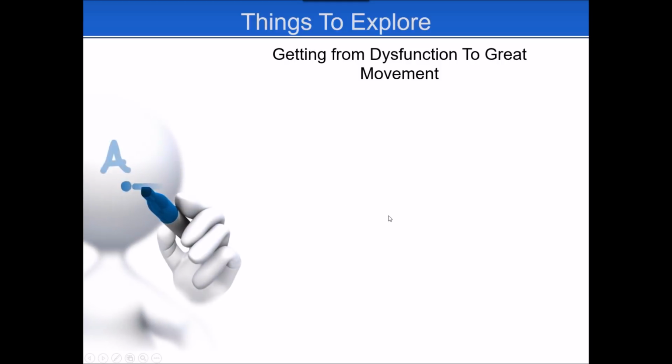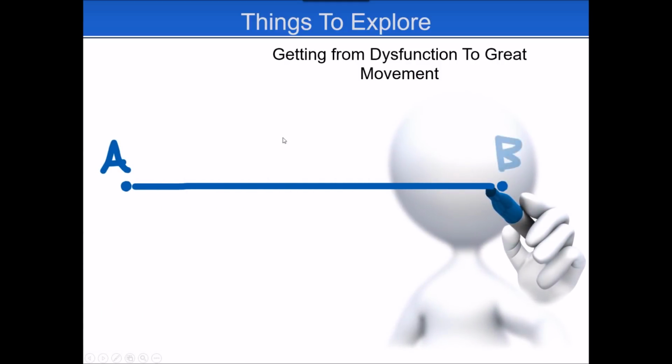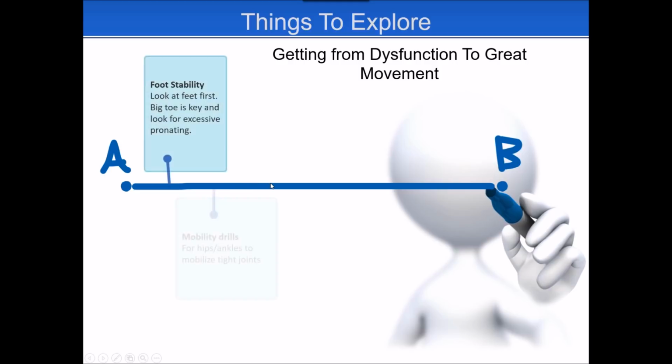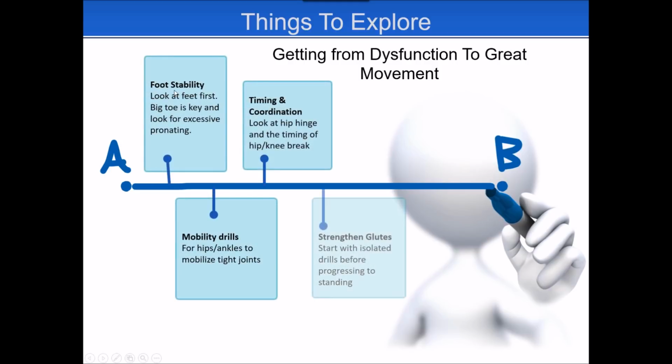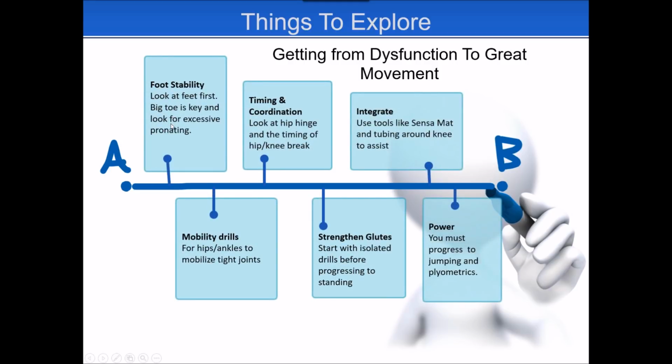So things to keep in mind to get from the dysfunctional to the great movement is the foot stability. Look at your feet: the excessive pronating, weak feet, tight ankles. The big toe is a key here if you see any issues with it, and we have good videos about that. Mobility drills, if you've got stiffness around the hips and the ankles, you're never going to really be able to get in the position to do things, so you have to look at that.